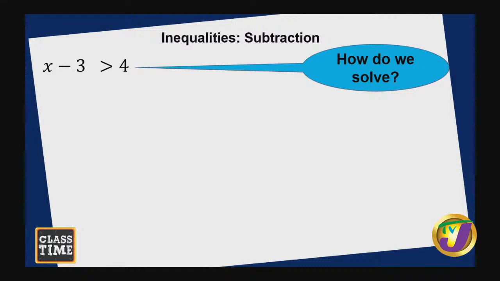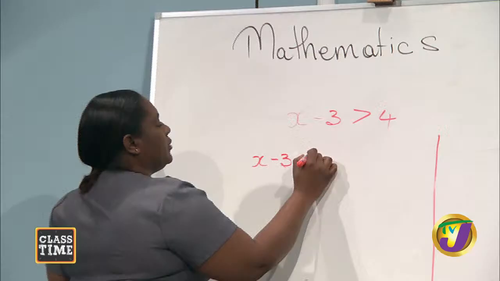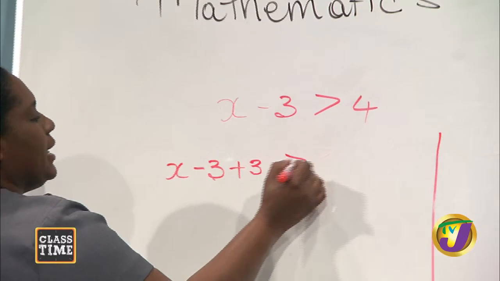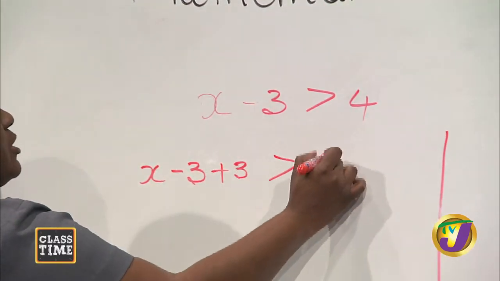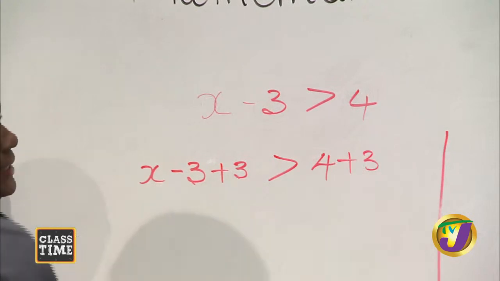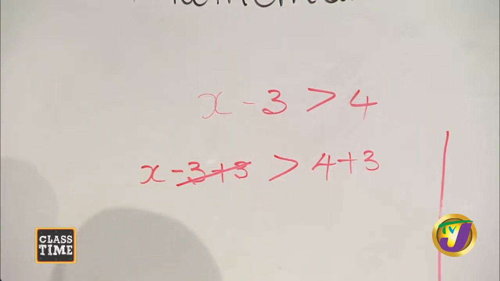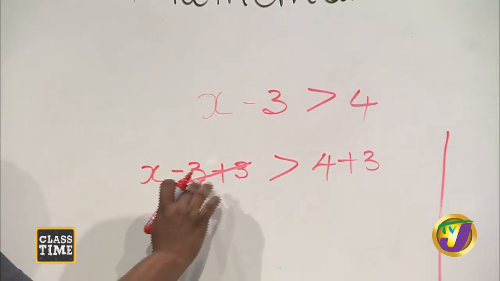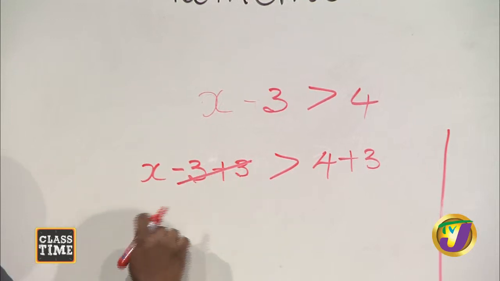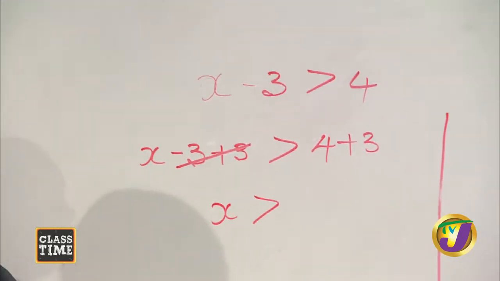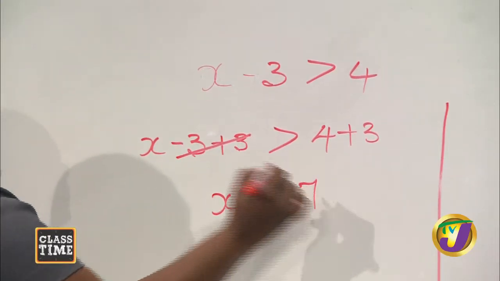In order to make x the subject of the inequality, we identify that we are going to be doing the inverse operation right here. And while doing the inverse operation, we are also going to maintain the balance of the inequality. So here, negative 3 plus 3 will give you a 0. So we are left with x, and that is greater than 7.